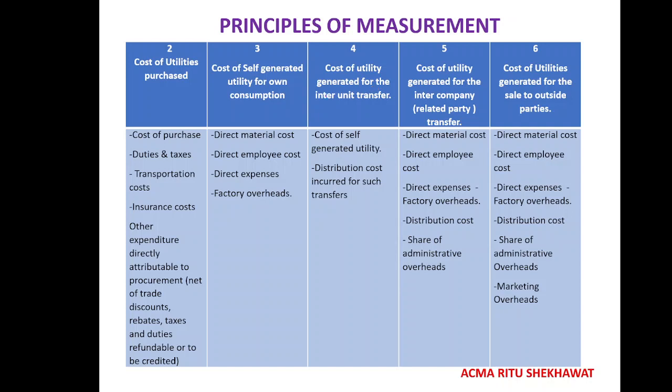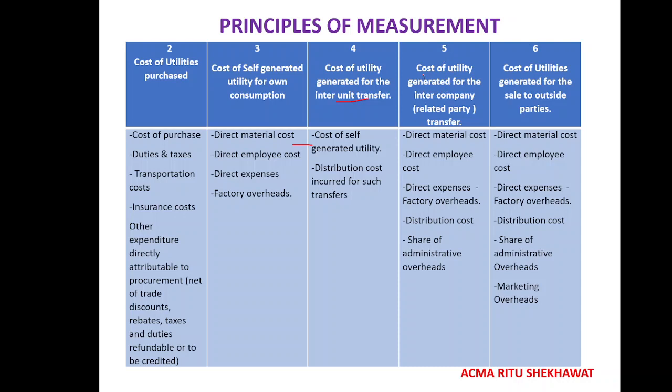Cost of utility generated for inter-unit transfer. So here the cost will be the cost of self-generated utility, that is direct material cost, direct employee cost, direct expenses cost, factory overheads. In addition to that, there is distribution cost incurred for such transfer. Obviously, if you're transferring from one unit to another, there will definitely be a distribution cost, and that should be added into the total cost.